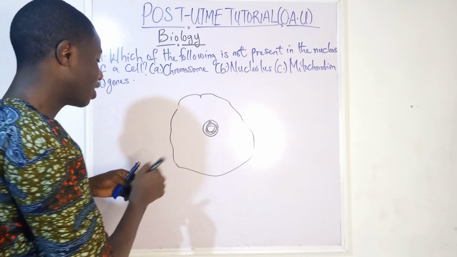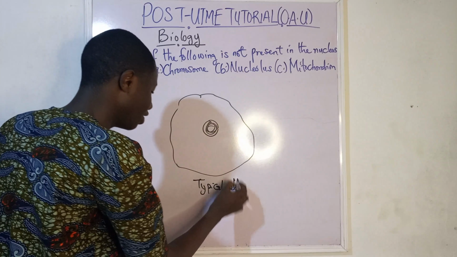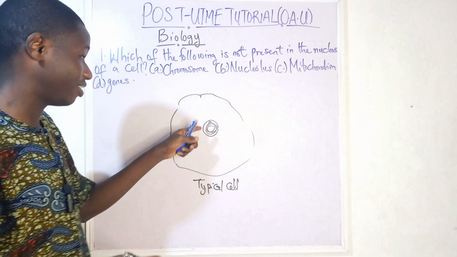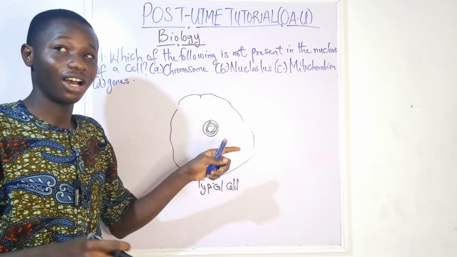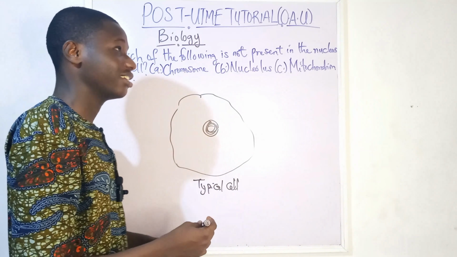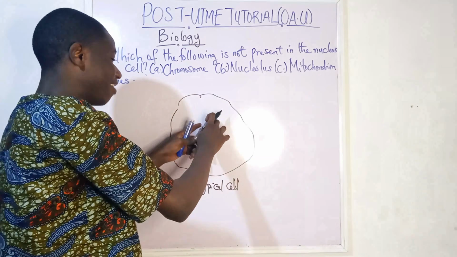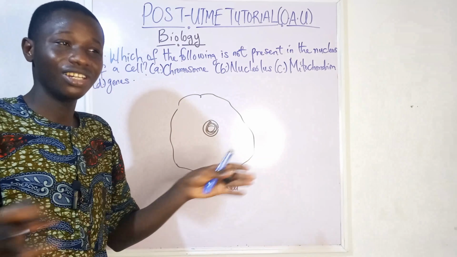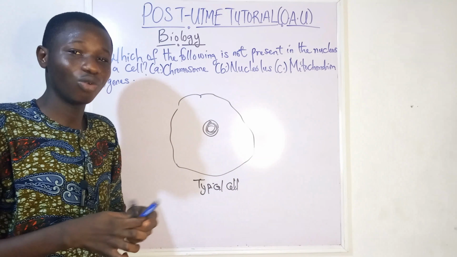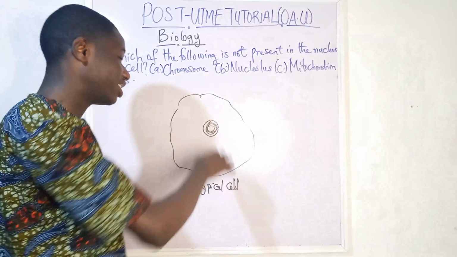So in a typical cell, although not all cells have the ability of having a well-defined nucleus. We have some cells that don't have one, they are prokaryotic cells. They don't have a nuclear membrane. So the constituents of their nucleus are not well arranged. Those ones are another thing. But I'm just talking of a typical cell, that is a cell that has a nucleus.